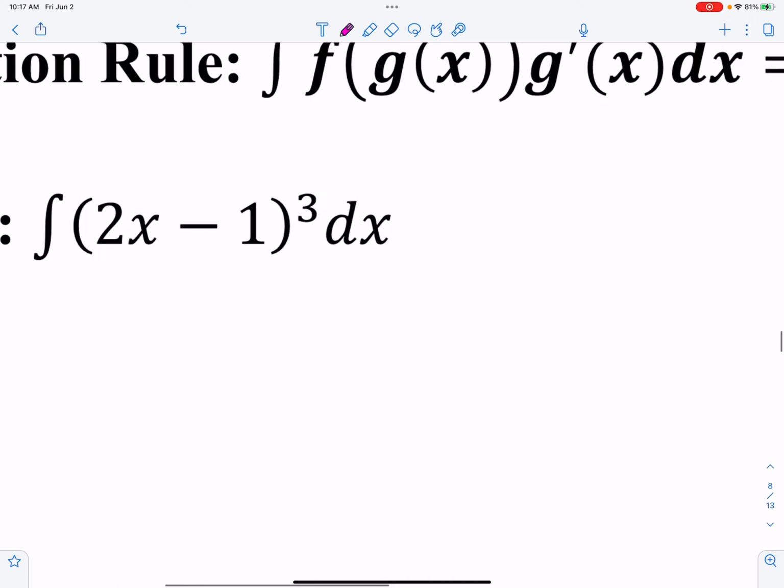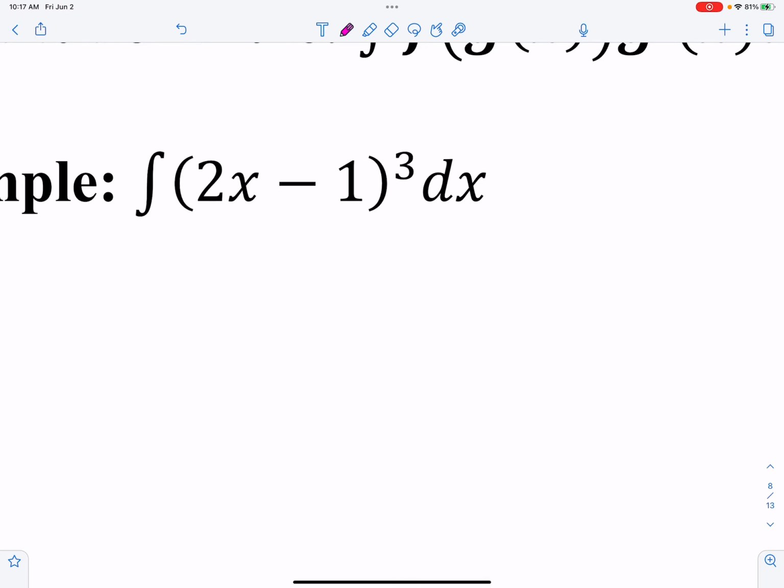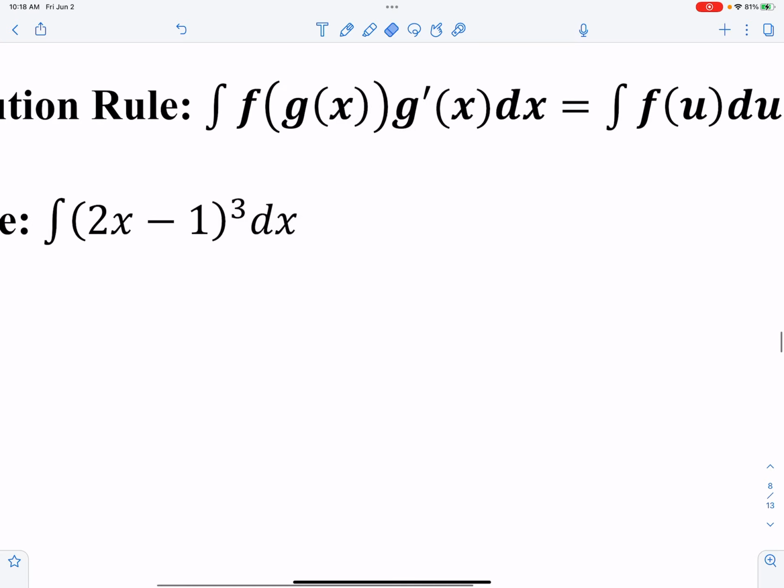So, you do not know how to integrate this as is. You could multiply, it is a polynomial. You could multiply out 2x minus 1 times 2x minus 1 times 2x minus 1, combine like terms, and then just use power rule for integration. That would be miserable. Or you can use u substitution.